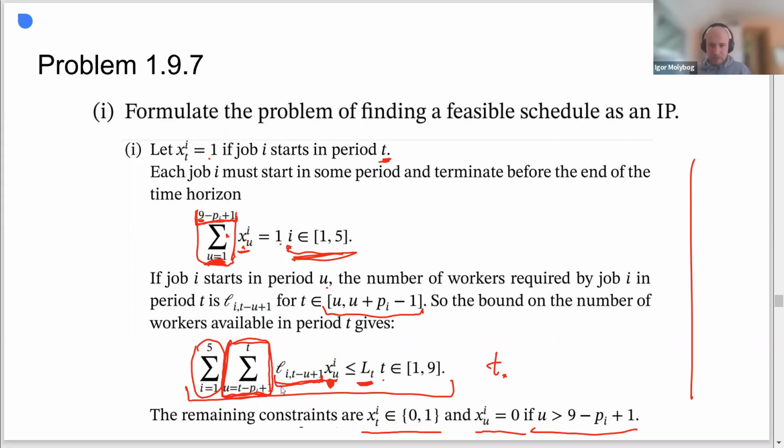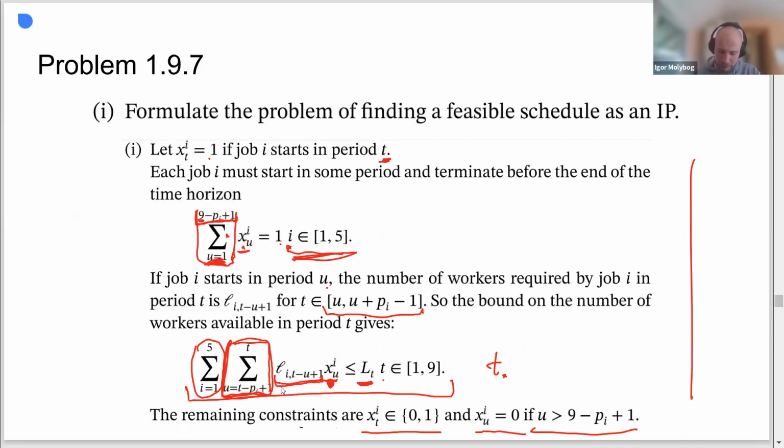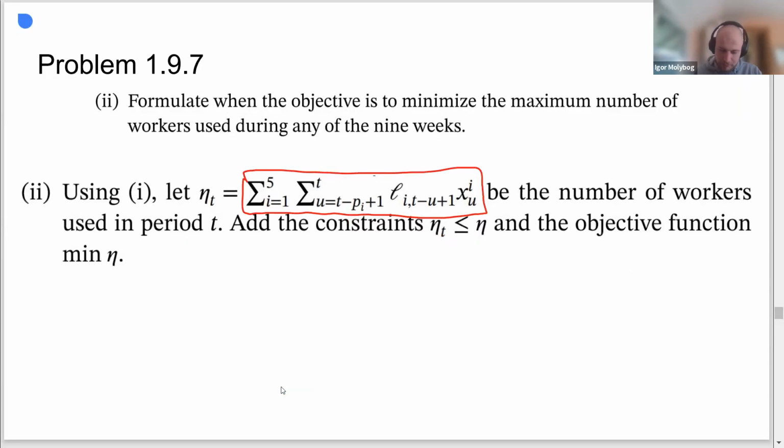Cool. Okay. So now part 2 of the problem was to formulate when the objective is to minimize the maximum number of workers used during any of the 9 weeks. So we would like to make the number as small as possible. So we just express the number in the period T. Here is this number. So we just copy from here. This is the number of workers used in period T, noted with eta T, and we add the constraint that eta T is less than or equal to eta, and the objective function is minimize eta.